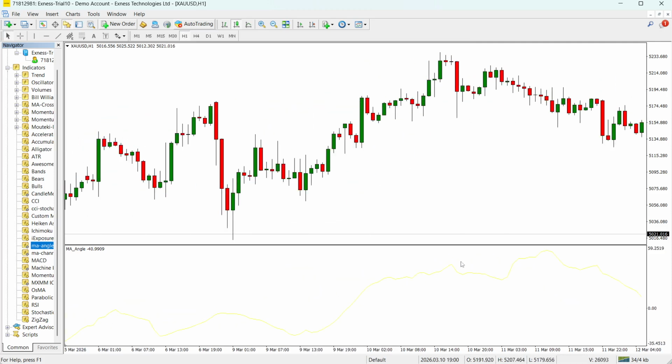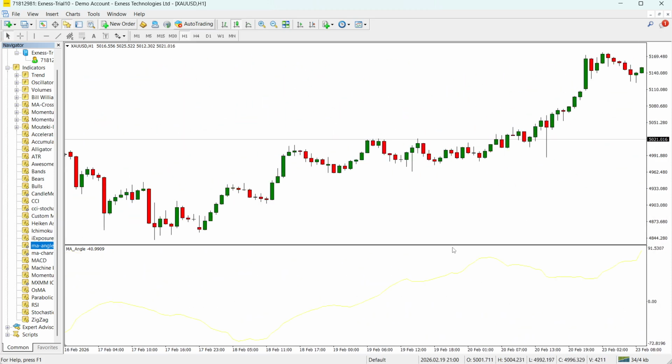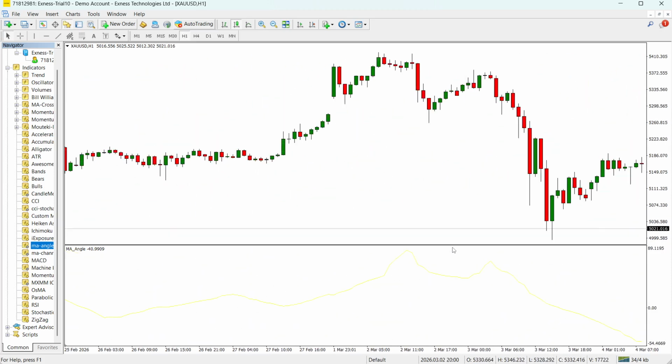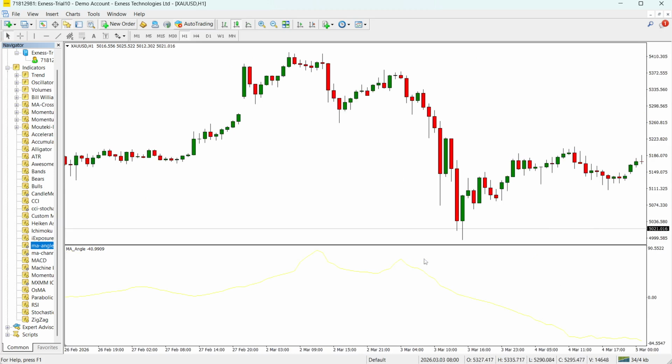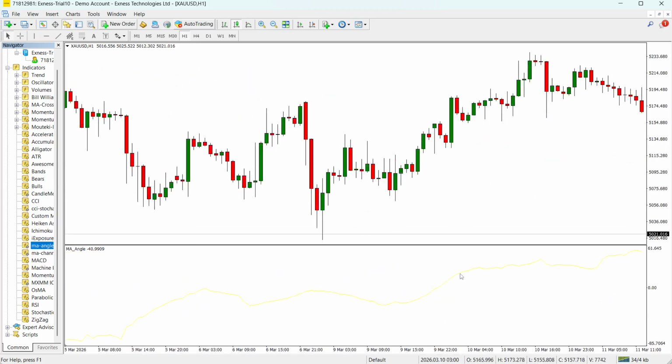If you look closely, the yellow lines in the separate sub window. On the chart, the indicator displays in a sub window, like I said, as a line that represents the angle of the chosen moving average.